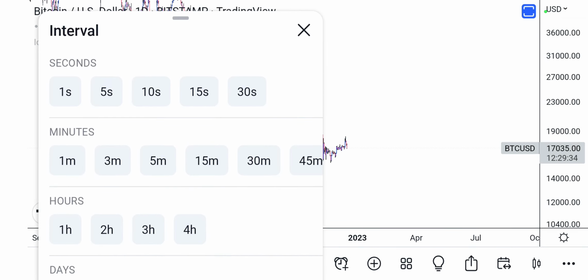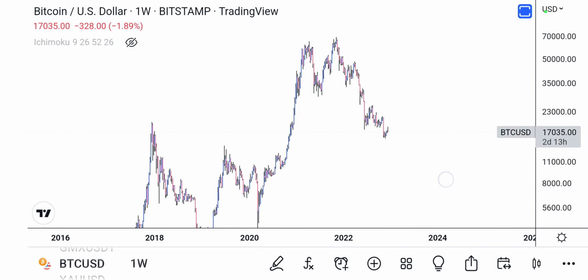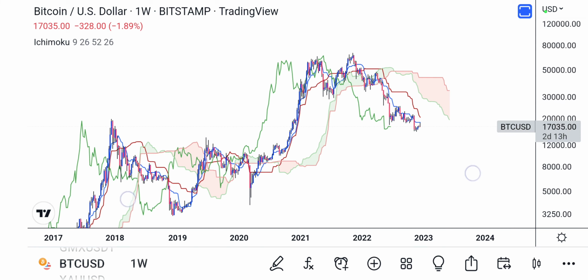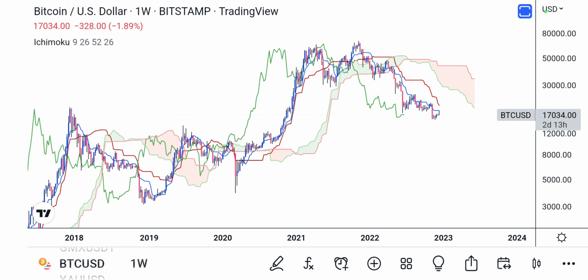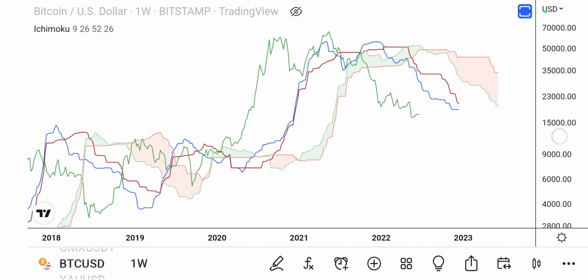Then we'll go to the weekly time frame. I wanted to explain the Ichimoku I shared on my signal channel, so let me quickly explain that before I go into the proper daily time frame signals. Now what we're seeing here, let me remove the price and explain this very well.